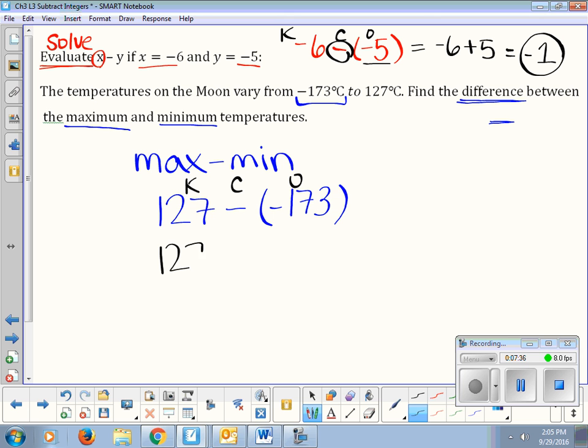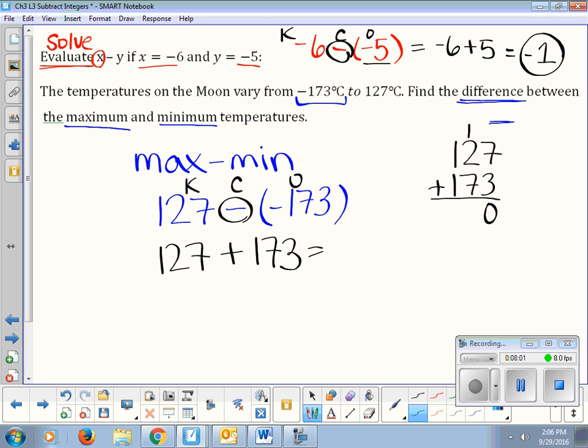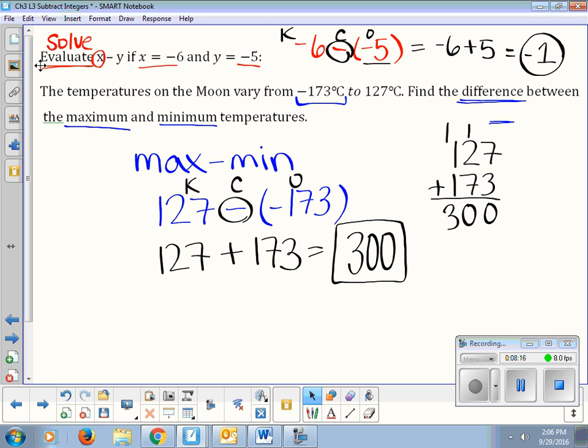Since we're subtracting, what 3 letters do we need to keep in mind? KCO. We keep our 127. Change my minus sign to a plus sign. What's the opposite of -173? 173. And now we're adding. Do we have the same signs or different signs? Same. So what we can do is add these two numbers, 127 plus 173. 7 plus 3 is 10. Carry our 1. 1 plus 2 plus 7 is 10. Carry our 1. 1 plus 1 plus 1 is 3. So our answer is 300. And we have both positive numbers, so our answer is positive.